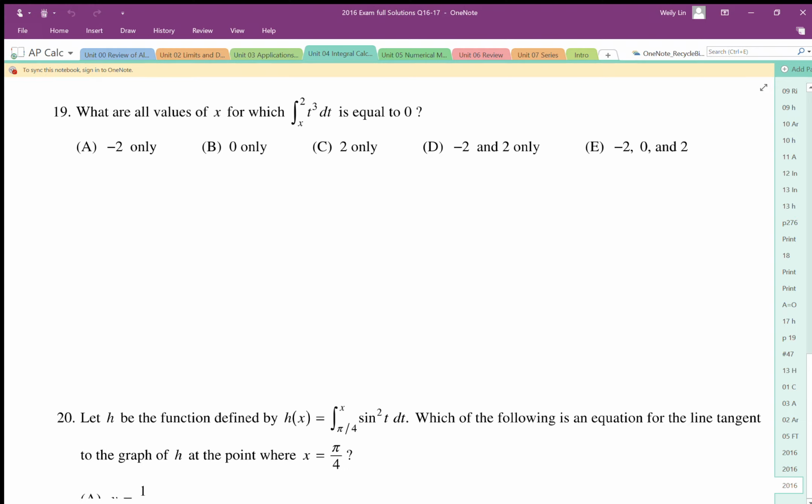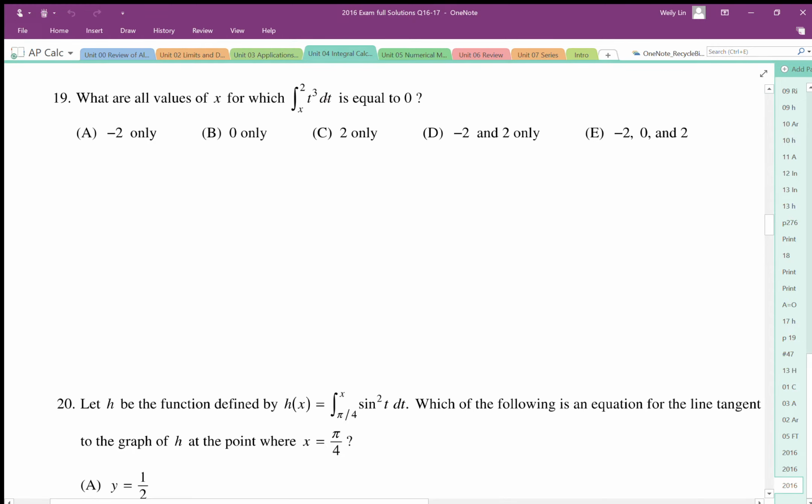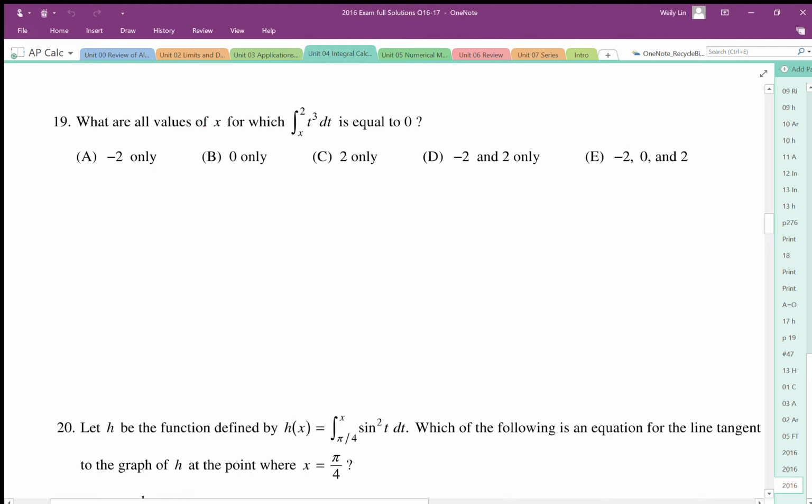Question number 19 is a question that we should be able to do with some intuition. It says, what are all values of x for which the integral from x to 2 of the cubic function is equal to 0? Okay, so if I sketch this graph, this is an x cubed graph, and we want to know the area from some value x to 2.